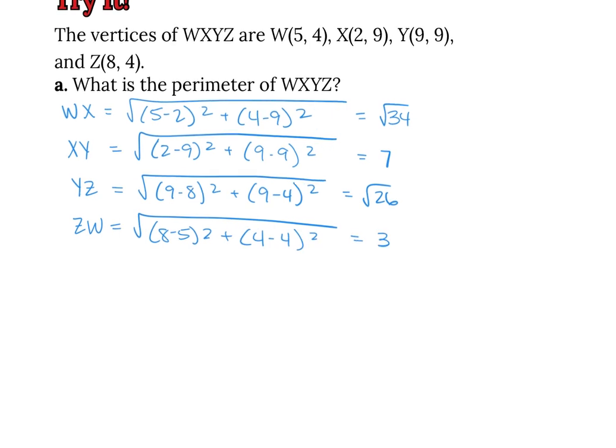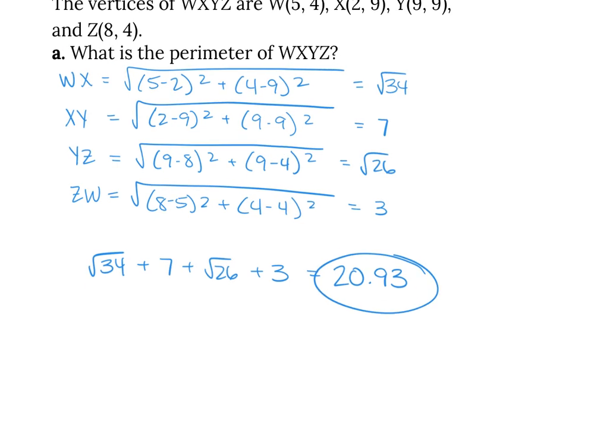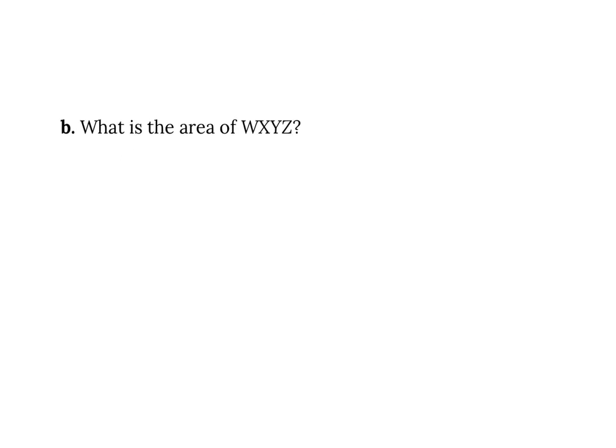So I've found all of my side lengths for W, X, Y, Z. We want to find the perimeter, so we're going to add all of those together. Okay, so once I add all those together, I'm going to get 20.93 is the perimeter. All right, B, what is the area of WXYZ?